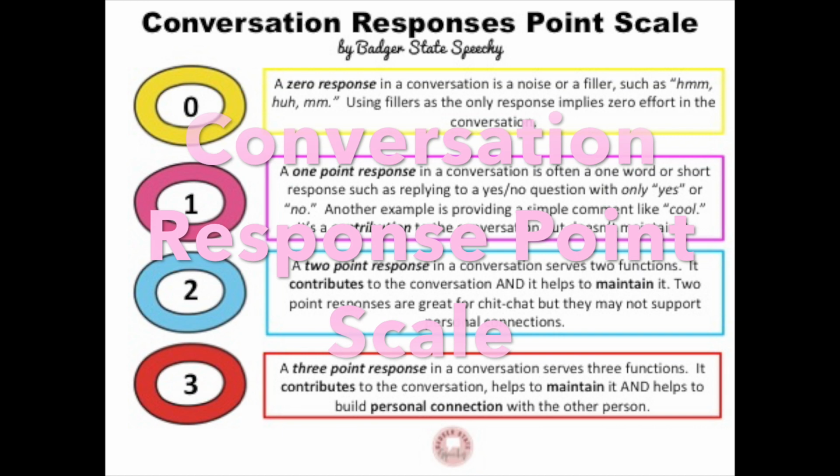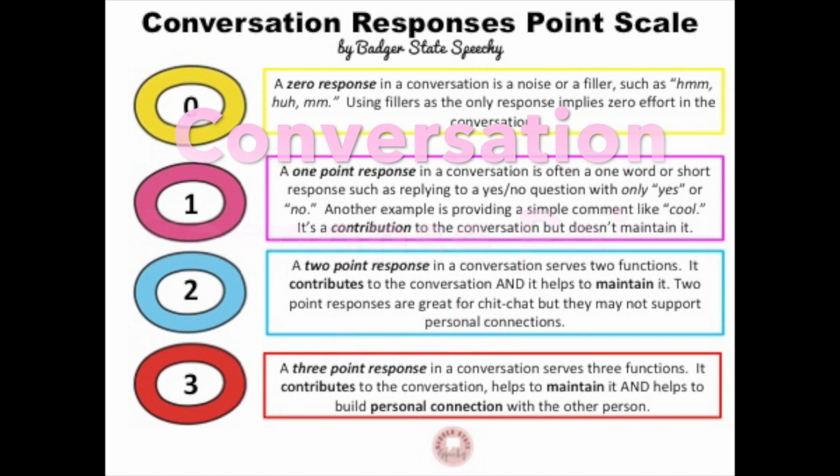It's called the Conversation Response Scale. And what it is, it's a point scale from 0 to 3 where we rate the contributions that our conversation responses make. So, let's take a look at that. So let's take a look at the different responses.